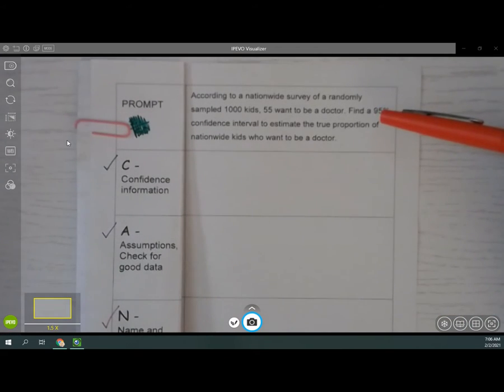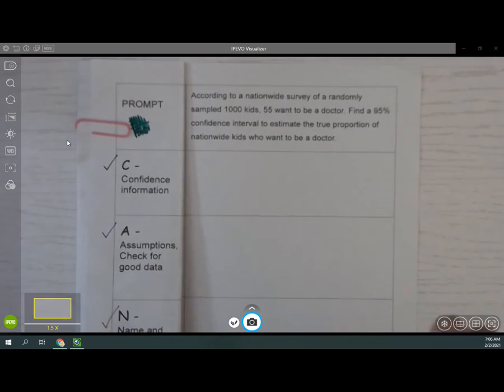We're looking over a prompt. According to a nationwide survey of randomly sampled 1,000 kids, 55 want to be a doctor. Find a 95% confidence interval to estimate the true proportion of nationwide kids who want to be a doctor.